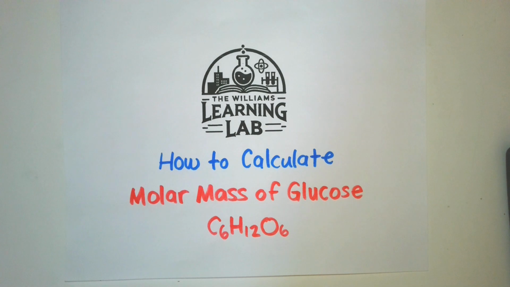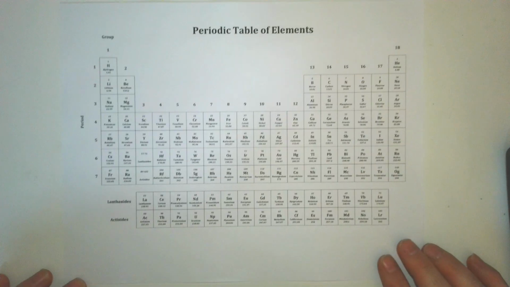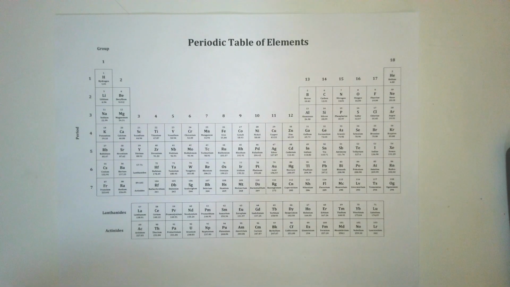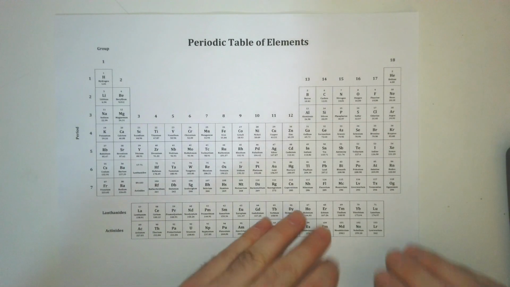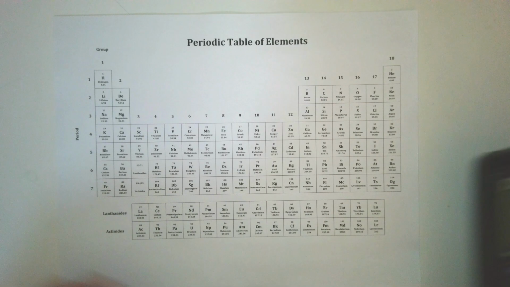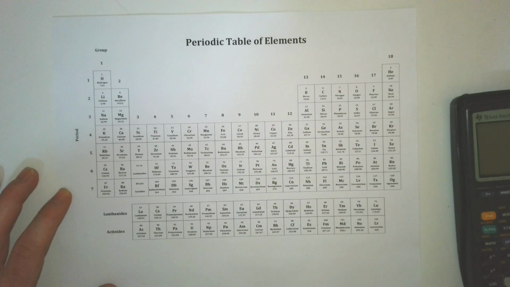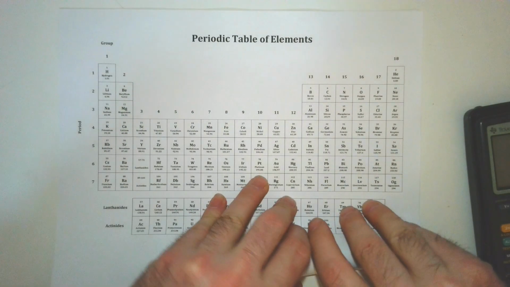In this video, we are going to discuss how to calculate the molar mass of glucose, C₆H₁₂O₆. To do this, you're going to need a periodic table. Here's the one that I like to use. It's got 2 decimal places, and I like to stay consistent, so I use the same periodic table all the time. And I highly recommend a nice scientific calculator. Any calculator will do, but I really prefer a scientific or graphing calculator. All right, set that to the side.